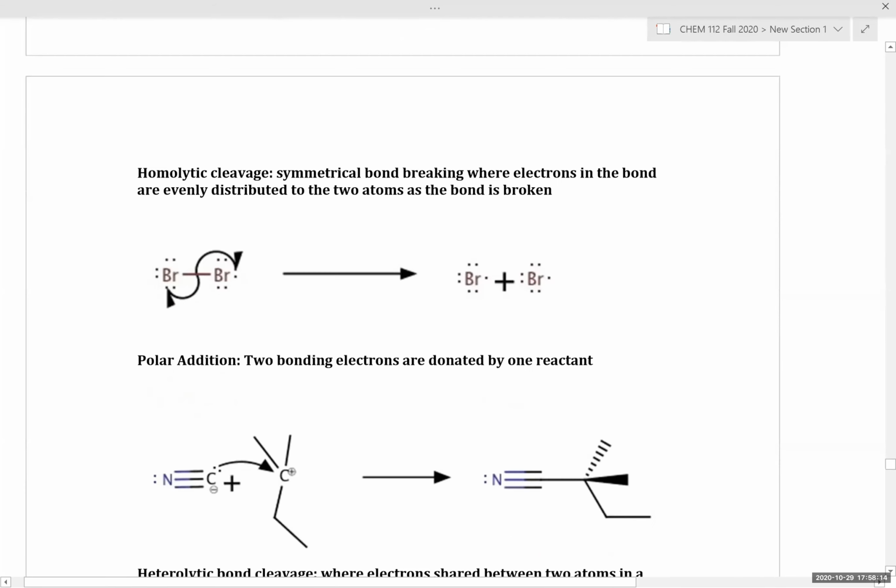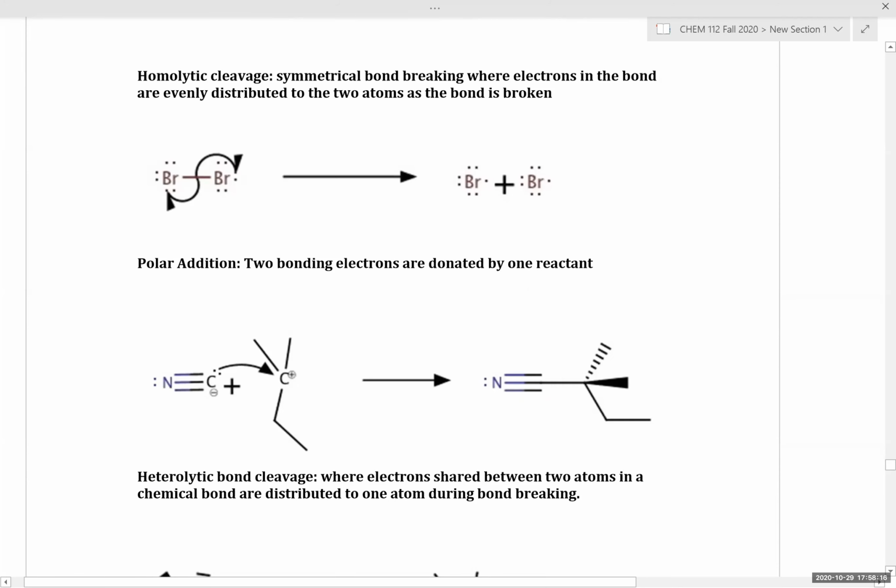Okay, so let's discuss some common bond forming and bond breaking mechanisms. So in homolytic cleavage, we have symmetrical bond breaking, where electrons in the bond are evenly distributed to the two atoms as the bond is broken. So for example, if you have a chlorine-chlorine bond, in homolytic cleavage, each of our chlorine atoms gets one electron from the bond.